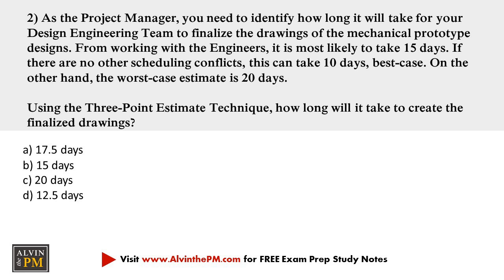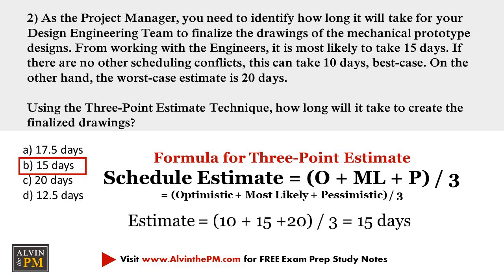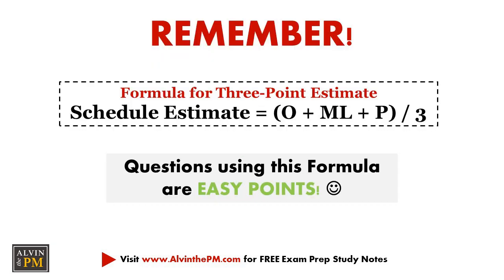So which answer did you choose? Answer B is correct. The formula for 3-point estimate is shown on the screen and is equal to the sum of the optimistic, most likely, and pessimistic values all divided by 3. Plugging in all the values in the equation results in the answer of 15 days. So make sure you remember this formula because these are really easy points that you don't want to miss if this pops up on your exam.